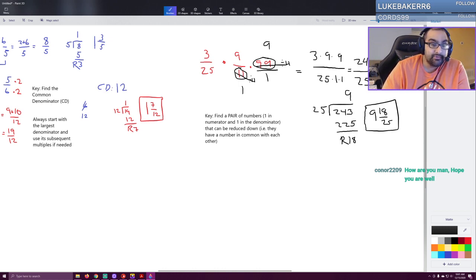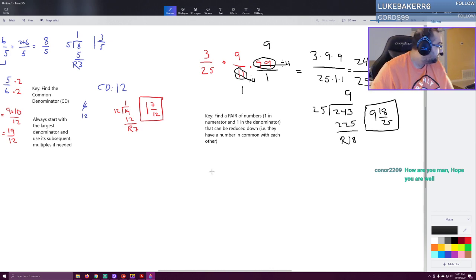Now let's go ahead and do some division problems as well. So this was multiplication over here. We did add and subtract over here. But let's do some division of fractions. Now, division of fractions can be written in one of a couple of ways. So let's talk about how that is.